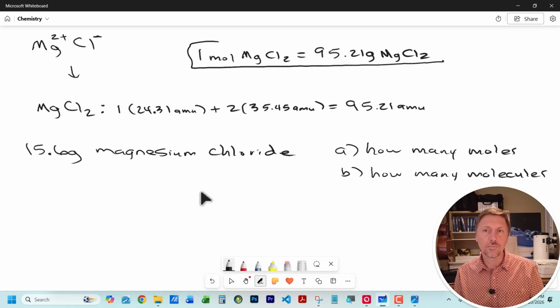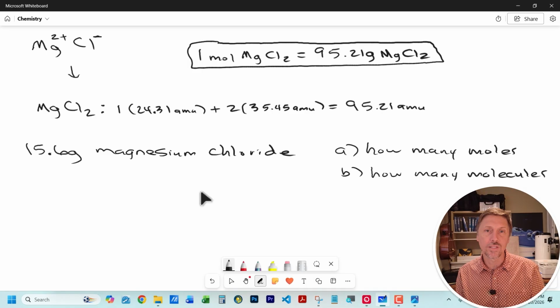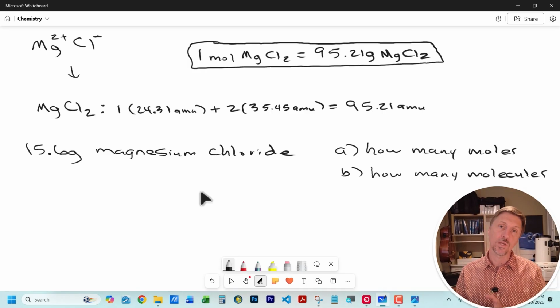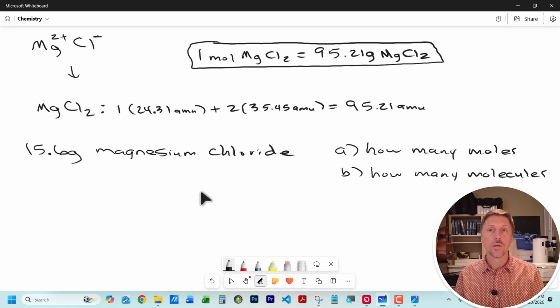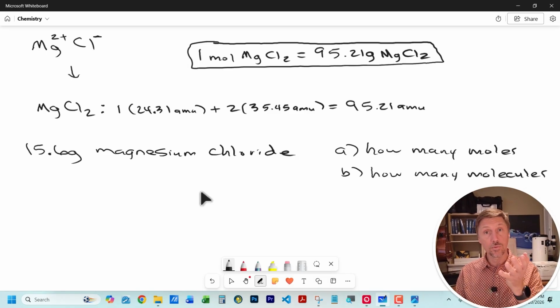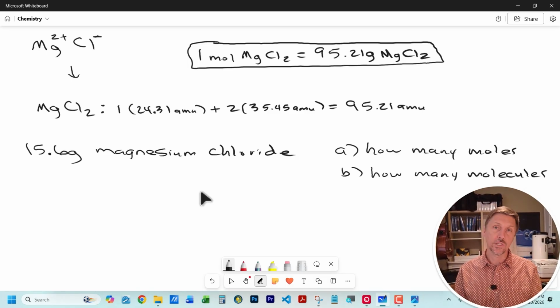The reason I'm saying is equal to is because that is now a conversion relationship we can use to convert between grams and moles, all right? So for magnesium chloride, this relationship is always true. And if we're dealing with that substance, we can use this relationship to convert between moles and grams, all right?